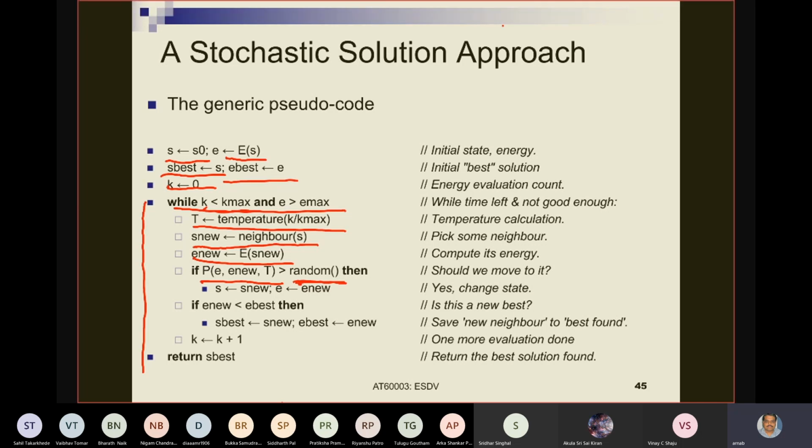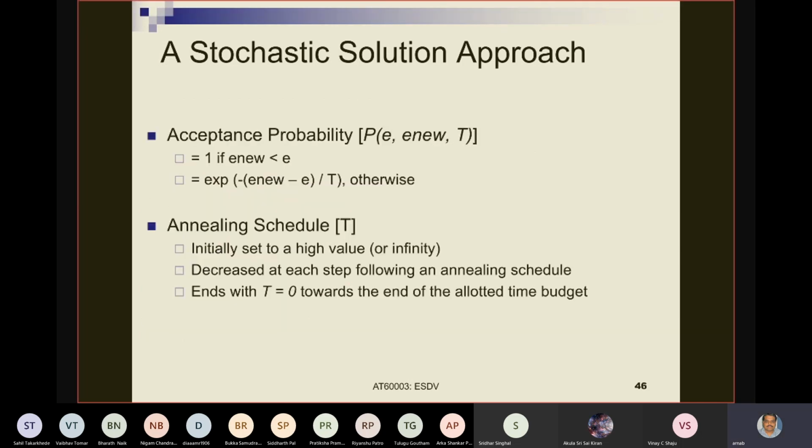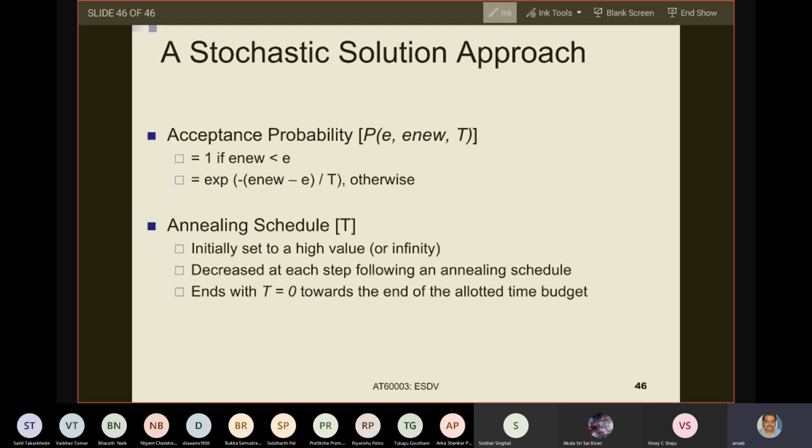I'm going to the next slide. So P of E, E new, T. Are you in slide number 46? Yes.